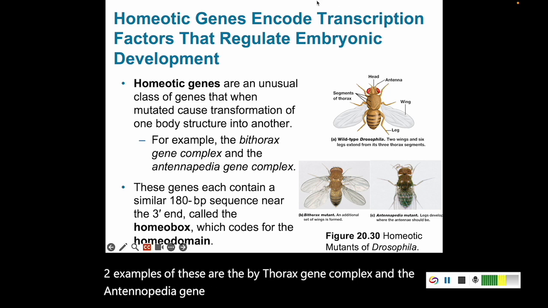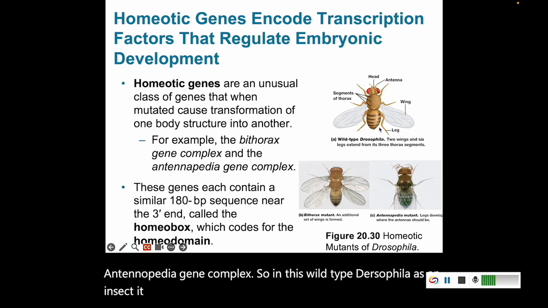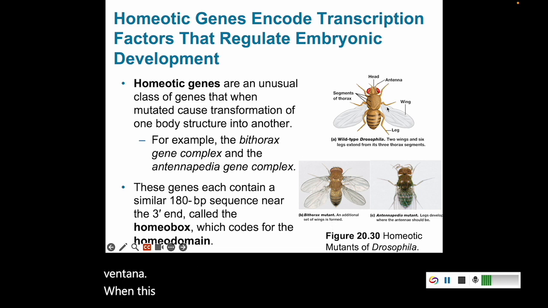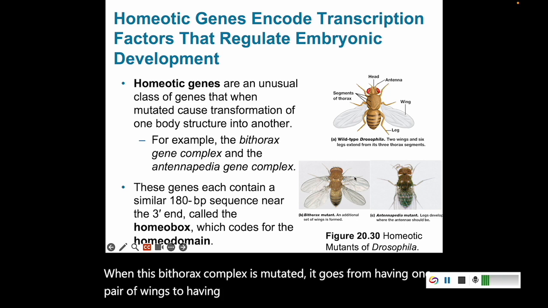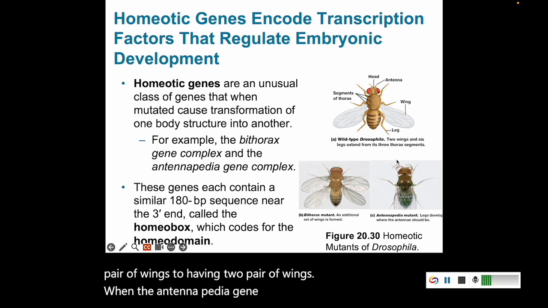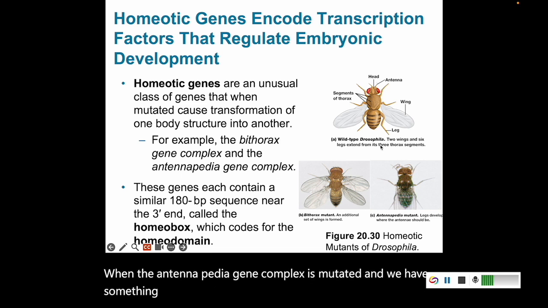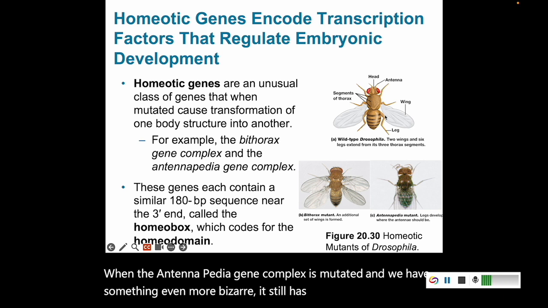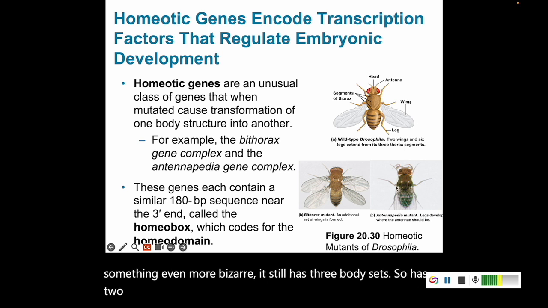Two examples of these are the bithorax gene complex and the antennapedia gene complex. So in this wild-type Drosophila, as an insect, it has 3 body parts, 6 legs, 2 wings, and a pair of antennae. When this bithorax complex is mutated, it goes from having 1 pair of wings to having 2 pair of wings. When the antennapedia gene complex is mutated, we have something even more bizarre. It still has 3 body sets, still has 2 wings, but it no longer has 6 legs. Instead of having antennae here, it has an extra set of legs.